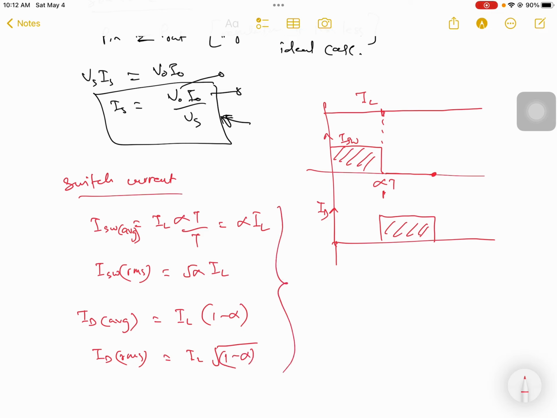Since we have discussed this in the buck and boost regulator, I'm not showing the detailed steps. If you look into these values, the formula here is the same as the boost converter. So you may check the detailed hidden steps. It's simply like calculating the average value for the square wave and the RMS value of the square wave, with alpha T and T. So we have to consider this waveform.